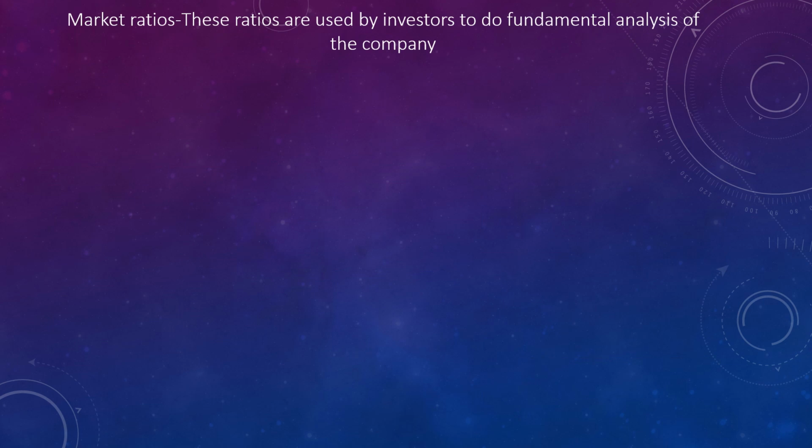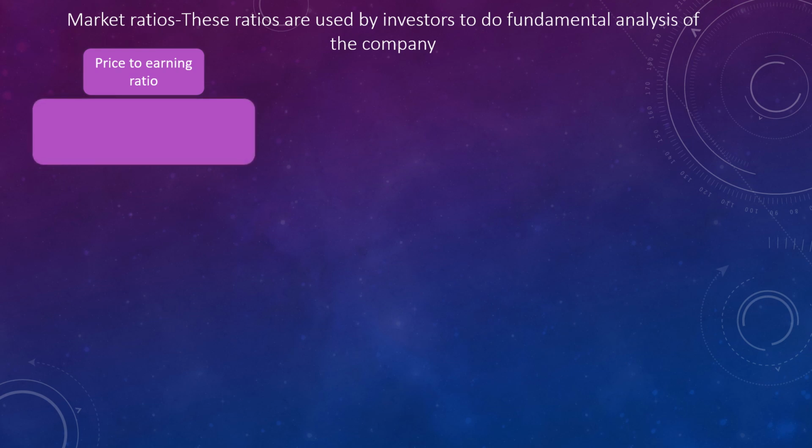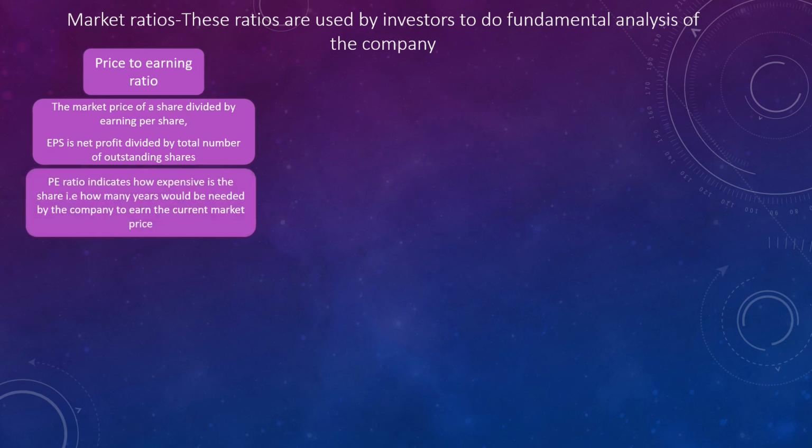Now, what are market ratios? These ratios are used by investors to do fundamental analysis of the company. Price to earnings ratio: the market price of a share divided by earnings per share. EPS is net profit divided by the total number of outstanding shares.